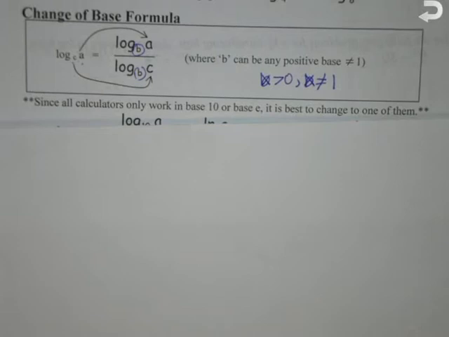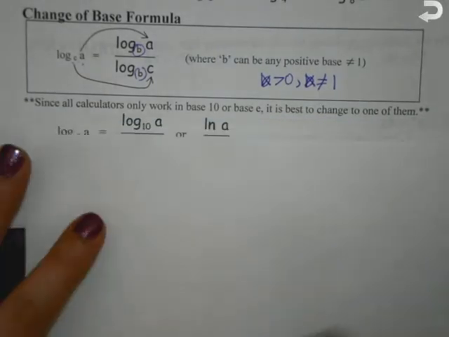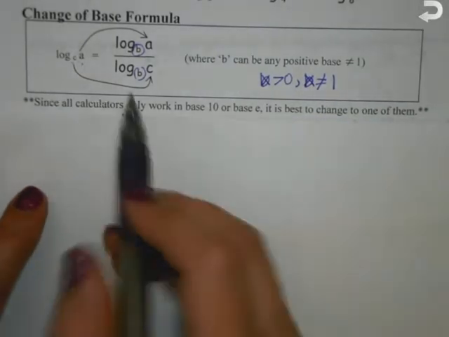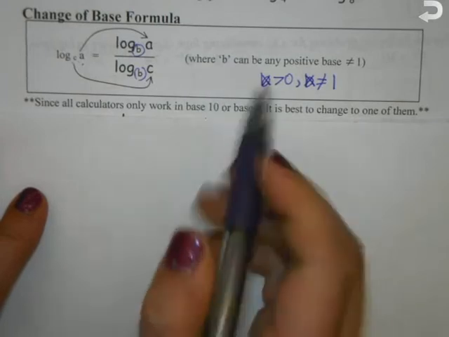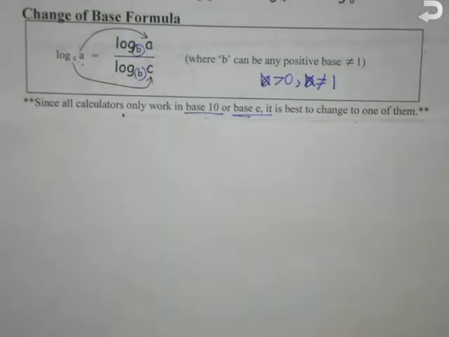Okay, so like I said, we typically do this because calculators only work in base 10 or base E. So the reason why this was kind of discovered is so that we could plug it into a calculator using bases 10 and E. Like I said, I'm going to let you do that with base 10 and E, but I'm also going to give you different bases just so that you can practice, okay?